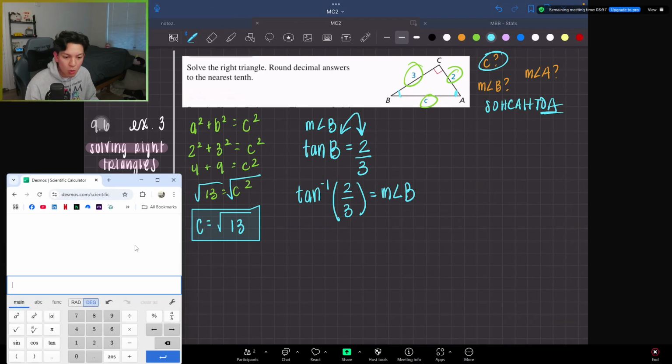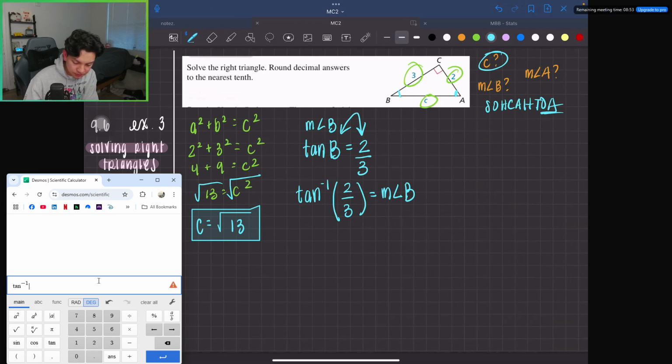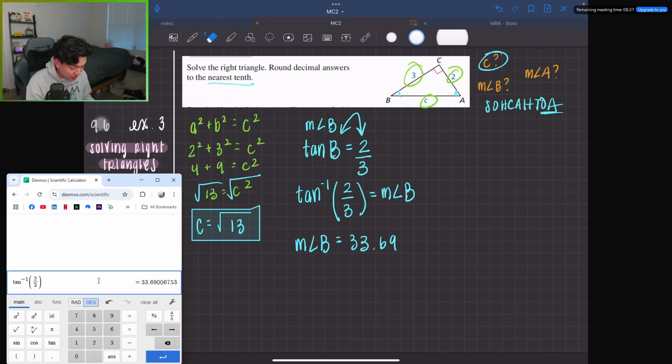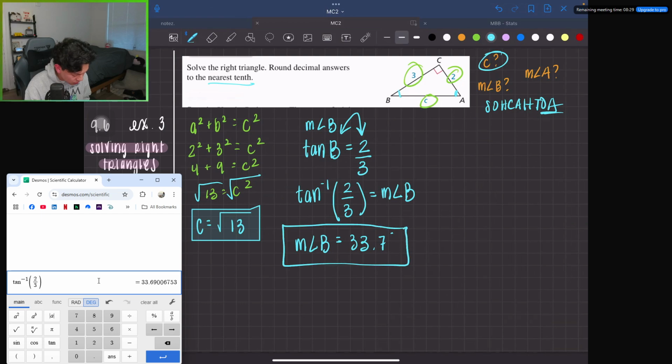So the inverse tangent of 2/3 is going to give us a measure of angle B, which is 33.69. Nice. But remember, to the nearest tenth. So since it's 0.69, we're going to round it up to 33.7 degrees. Nice. So we're 2/3 of the way done. Now all we have to do is find out the measure of angle A, and we're good to go.